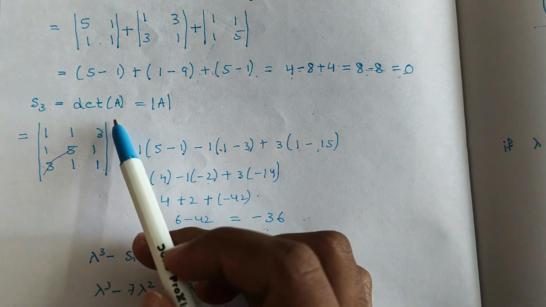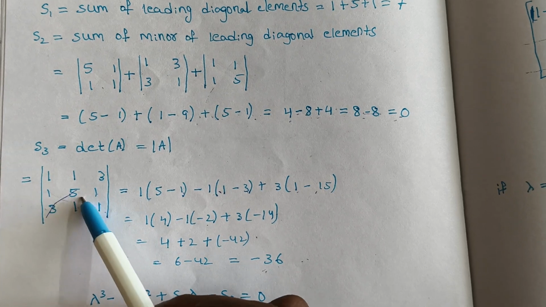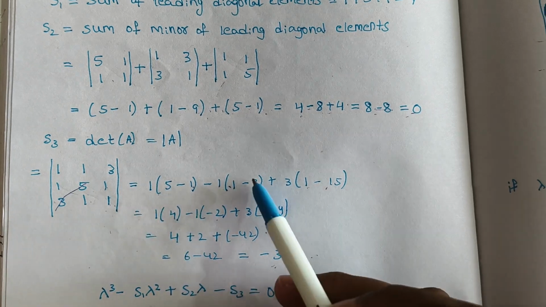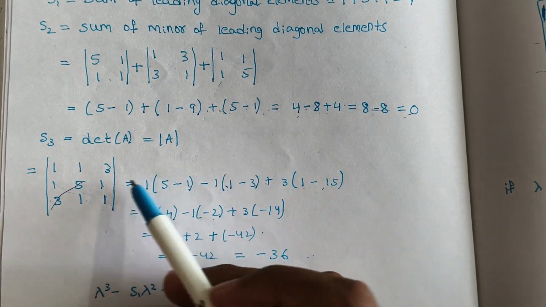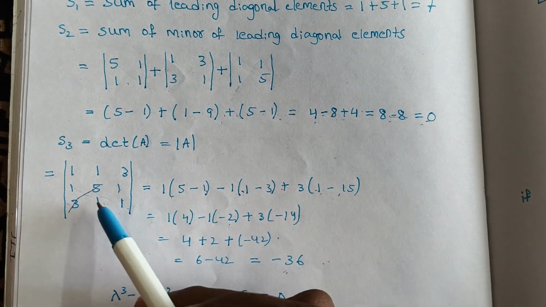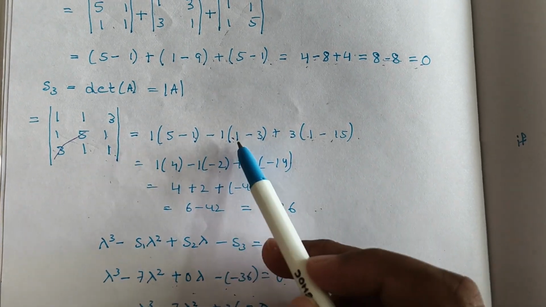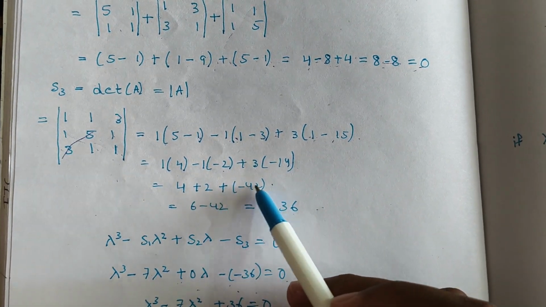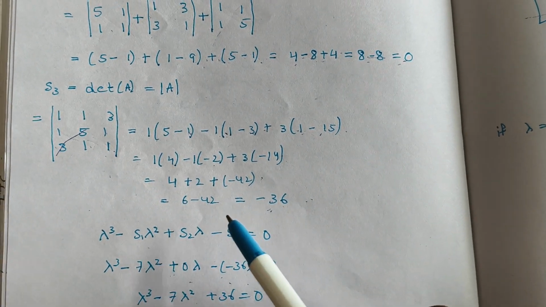Then S3 is equal to determinant of A. This is A. 1 of 5 1 is a 5 minus 1. Then again minus 1 of 1 1 is a 1 minus 1 3 is a 3. Then plus 3 of 1 1 is 1 minus 5 3 is a 15. Then 1 of 5 minus 1, 4. 1 minus 3, minus 2. 1 minus 15, minus 14. Then 4 plus 2 minus 42, 6 minus 42 equal to minus 36. We have found S1, S2 and S3.